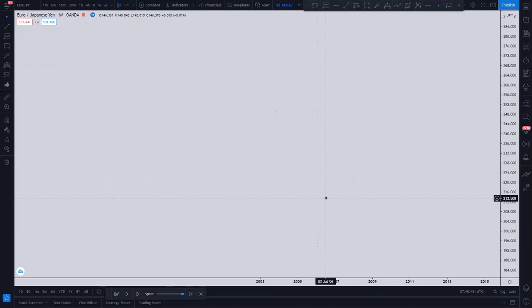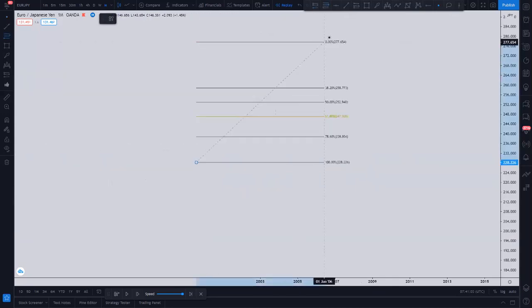Today's topic, as you can see, is blank, but I'm going to create a topic for you guys, which is Fib Retracement. So on today's topic, we're going to be talking about Fib Retracement. Before we go further, let me show you what I mean when I say Fib.